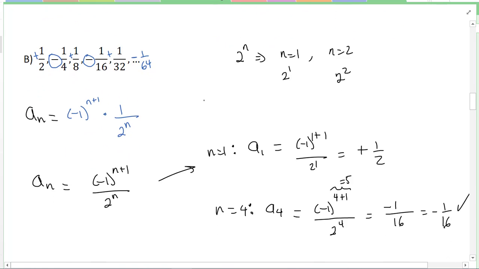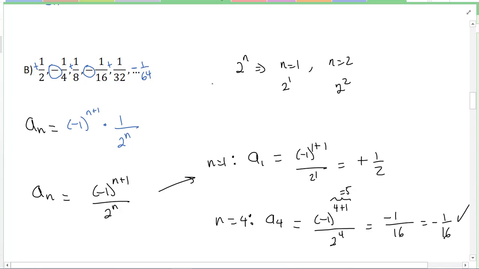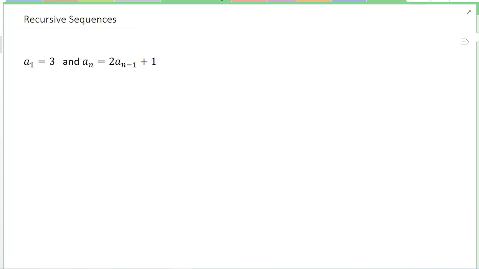Okay, so now what about the other type of sequence that you may see, what's called a recursive sequence. And so recursive sequences are sequences where you're given the first term or any other term and a formula based on a previous term. And I know that sounded super confusing. So let me write out a sequence.